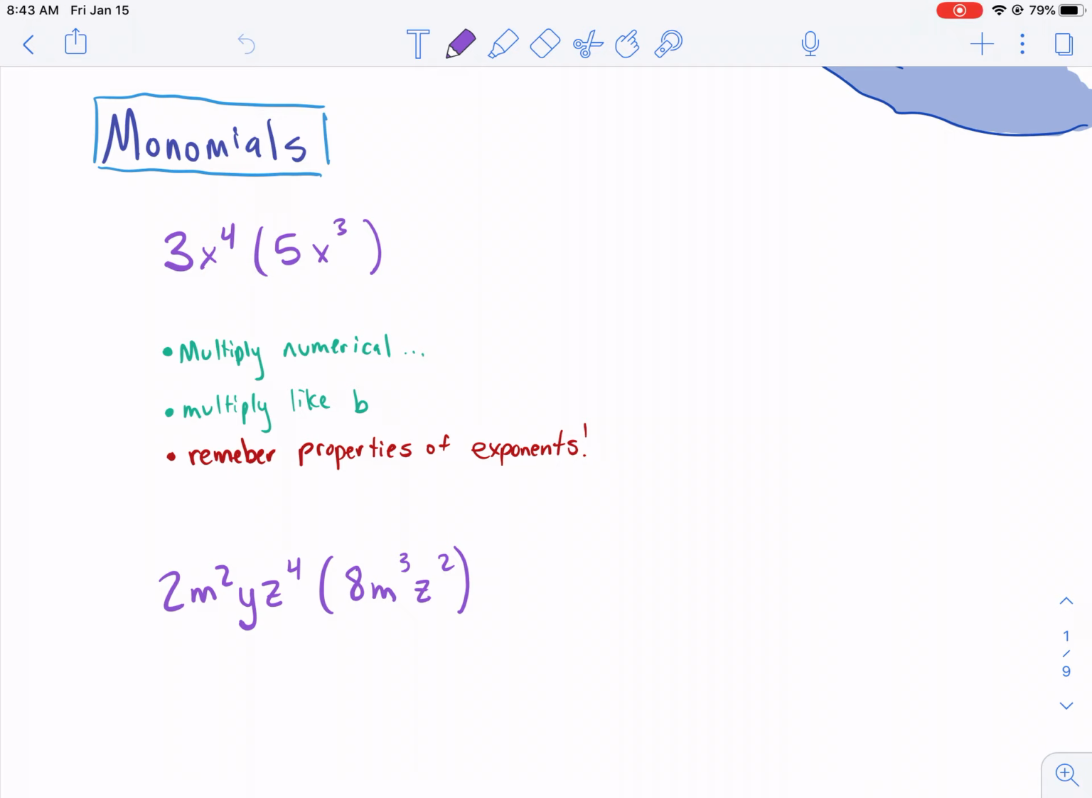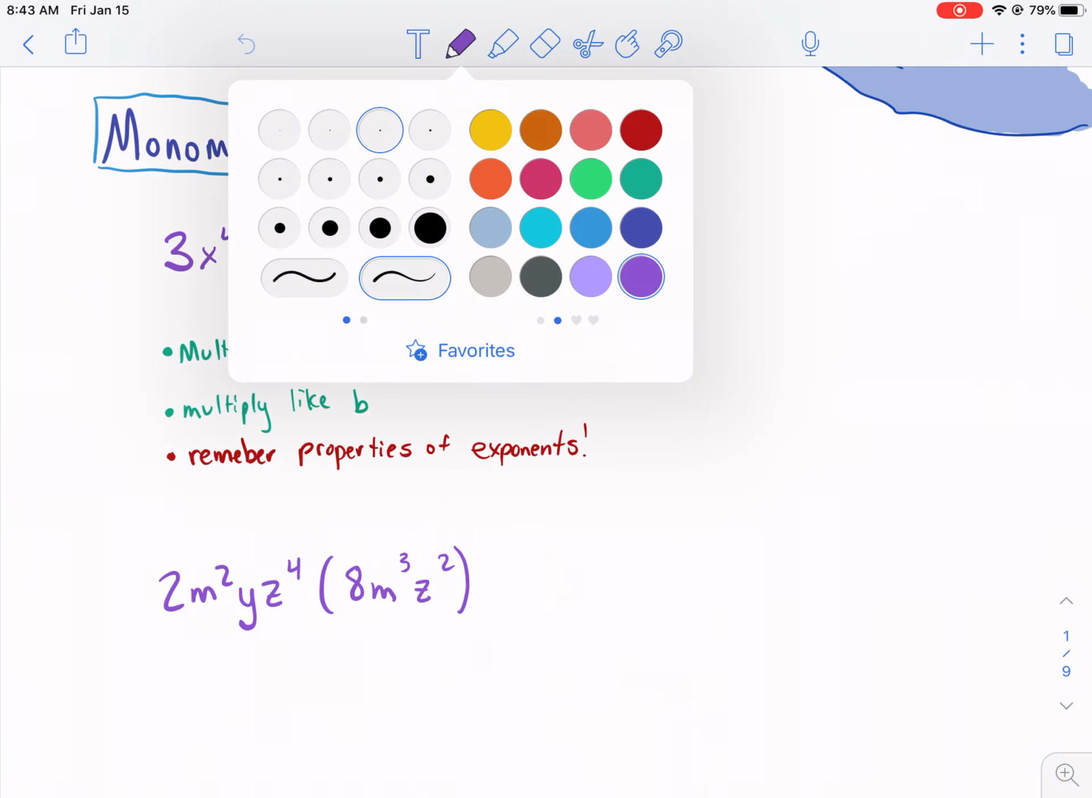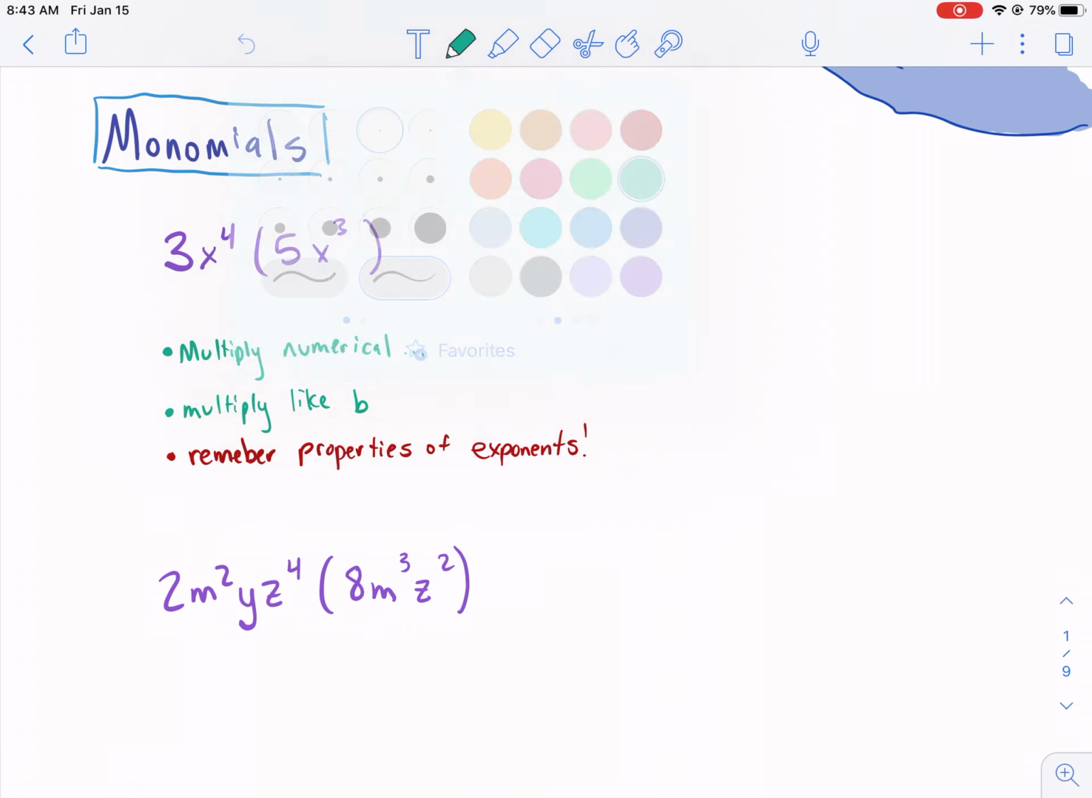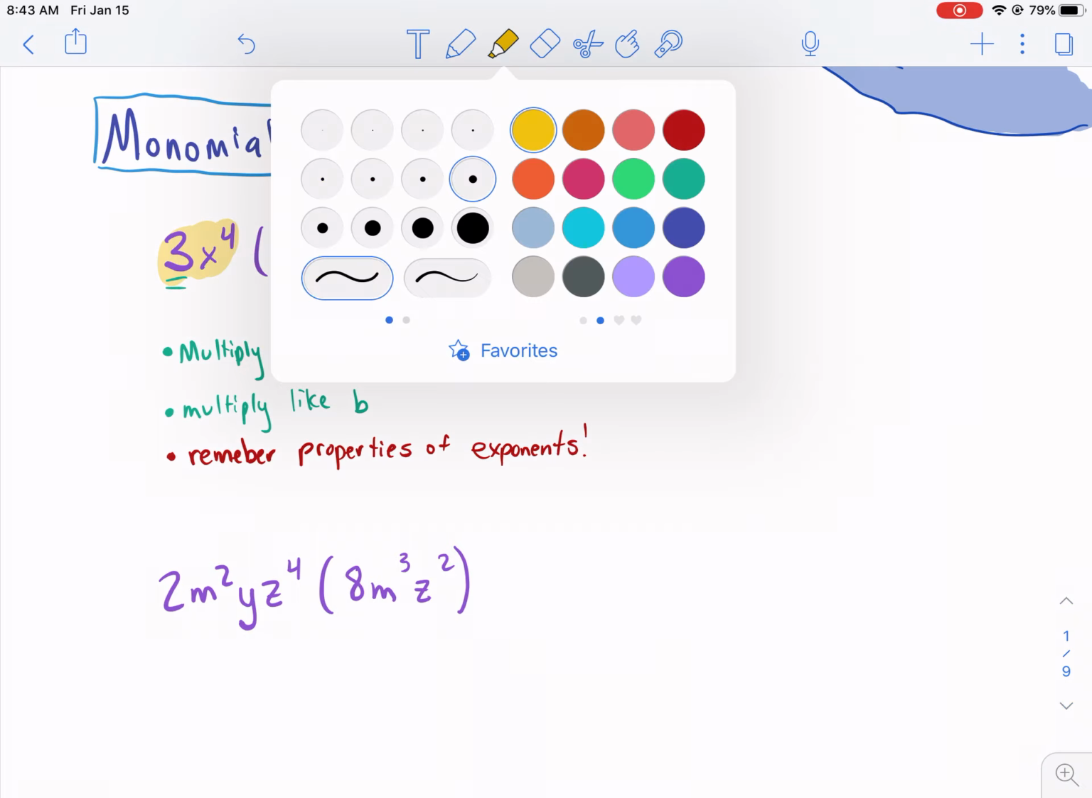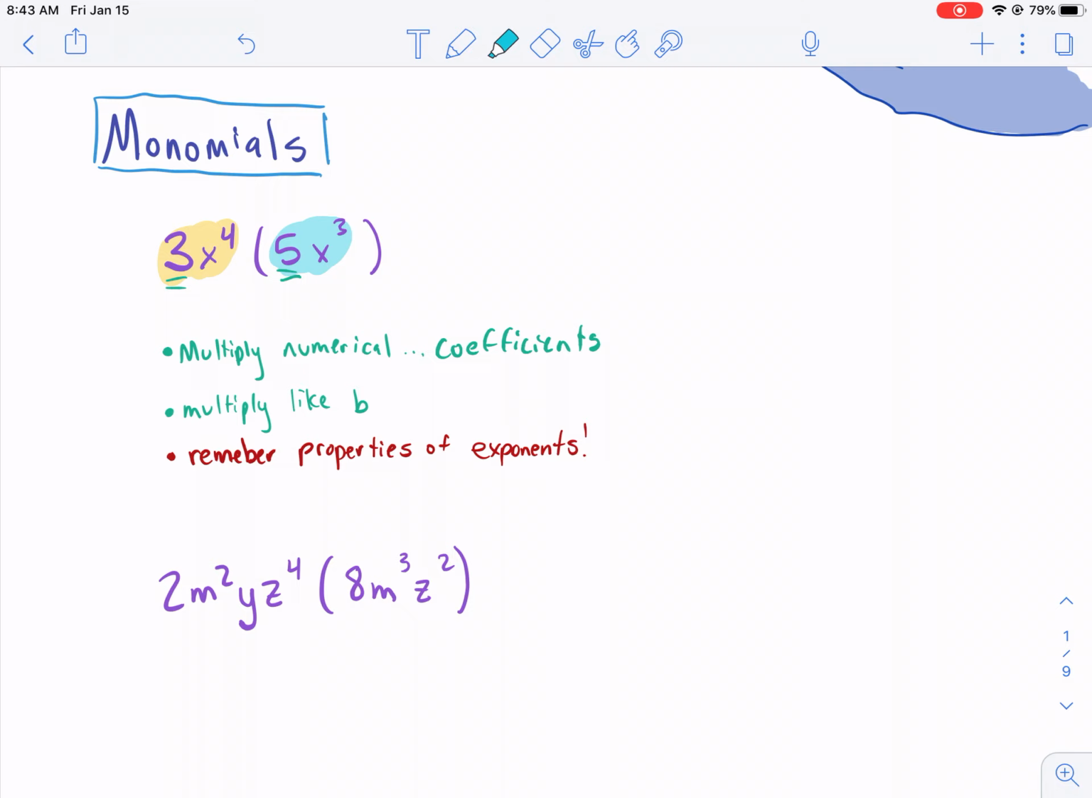So monomials. If we're going to multiply two monomials together, it's a fairly simple process. We start by multiplying the numerical coefficients. Always start with the numbers. Those are the easiest ones to do. You can see that we have coefficients there and there. This is a monomial, one term, and this is a monomial, that's one term, and we're going to multiply them together. And then we multiply like bases. So here we have like bases with the x and the x.